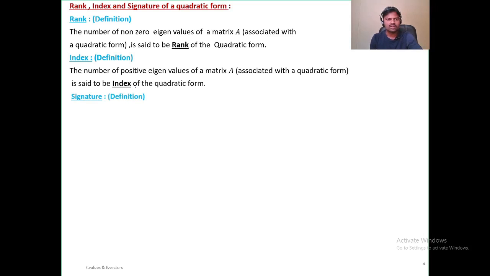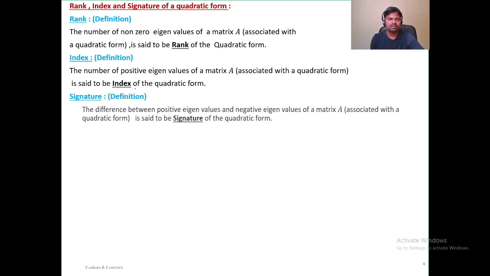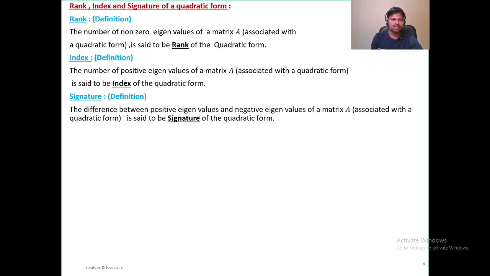Next one, signature definition. The difference between the positive eigenvalues and negative eigenvalues of a matrix A associated with the quadratic form is said to be the signature of the quadratic form. So these three definitions revolve around eigenvalues only. So the quadratic form is given. First we need to construct the associated matrix A, then find the eigenvalues and what type of eigenvalues exist. Accordingly we can define the rank, the index and the signature of the quadratic form. So it is about only eigenvalues.